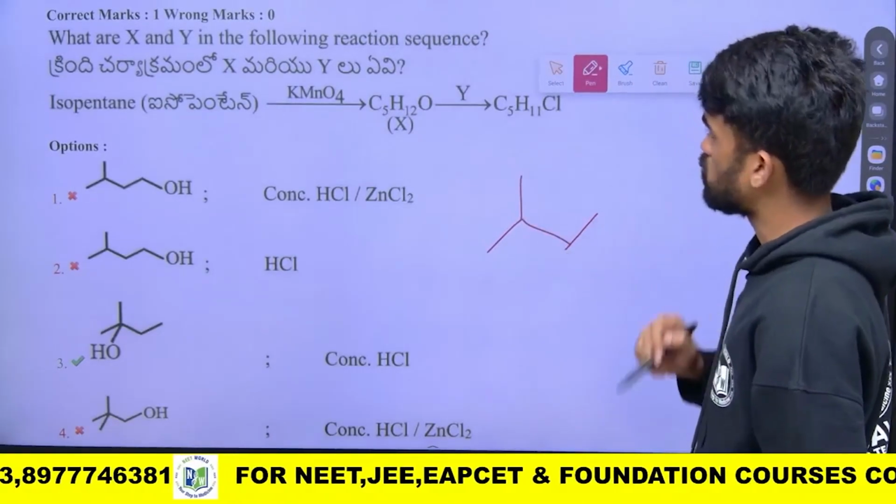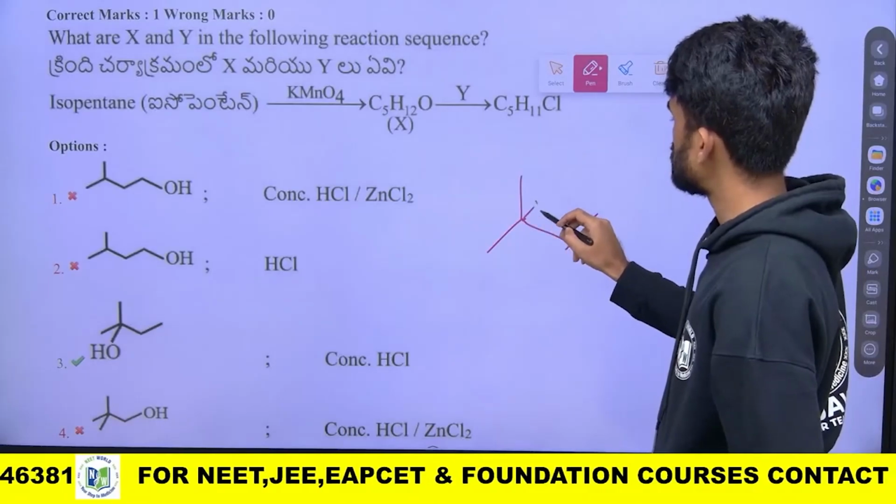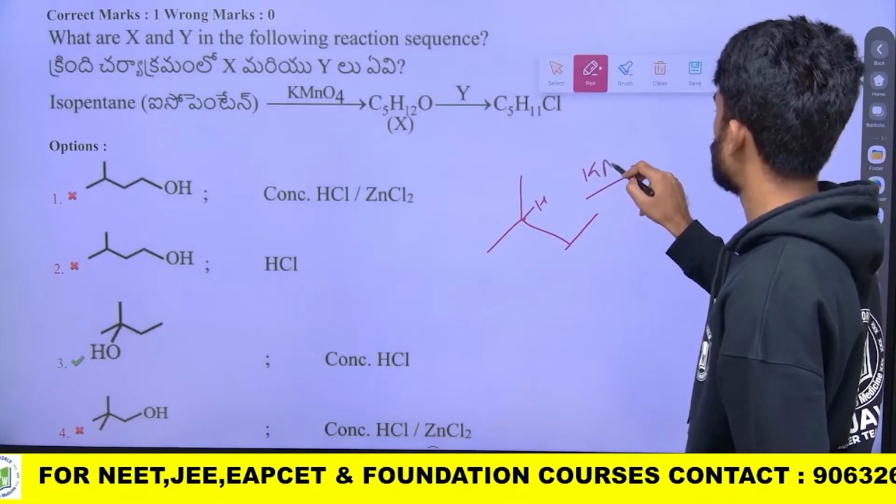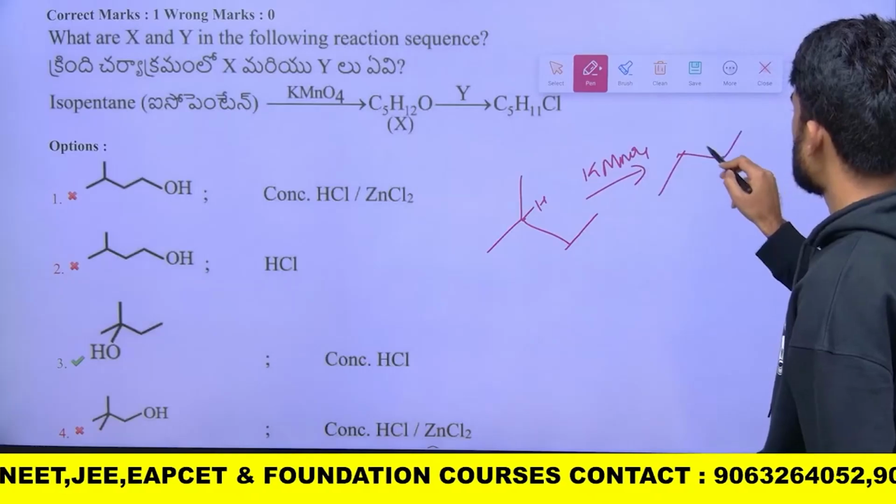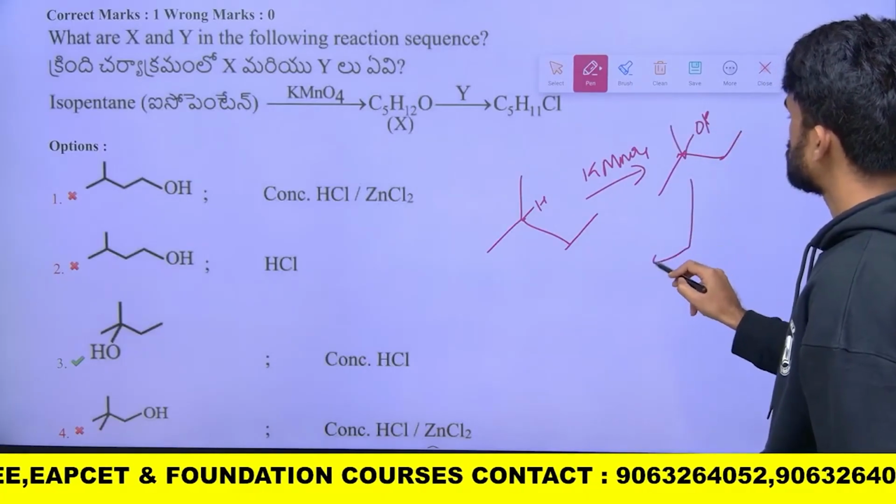Okay, 1, 2, 3, 4, isopentane. So here we have a tertiary hydrogen. Upon treating with KMnO4, it gives a tertiary alcohol like this. So this is our X.